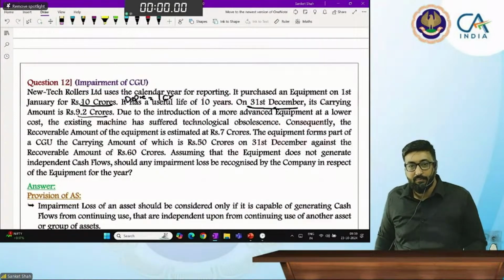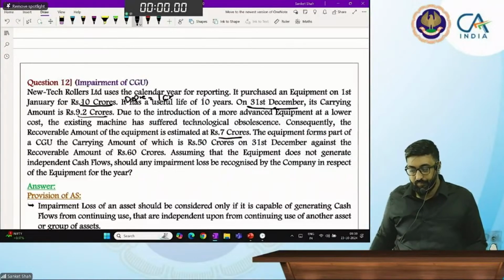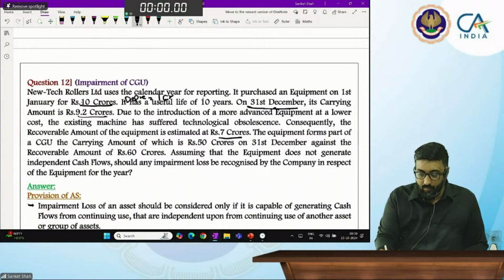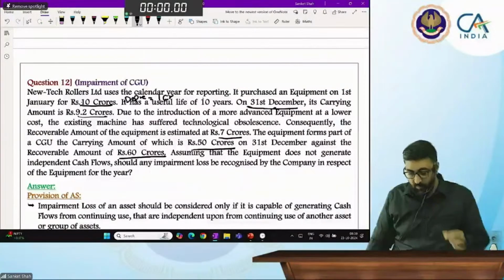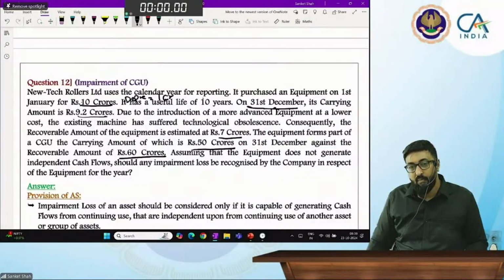Due to the introduction of a more advanced equipment at a lower cost, the existing machine has suffered technological obsolescence. Consequently, the recoverable amount of the equipment is estimated at rupees 7 crores. The equipment forms part of a CGU, the carrying amount of which is 50 crores on 31st December, against the recoverable amount of rupees 60 crores. Assuming that equipment does not generate independent cash flows, should any impairment loss be recognized by the company in respect of equipment for the year?